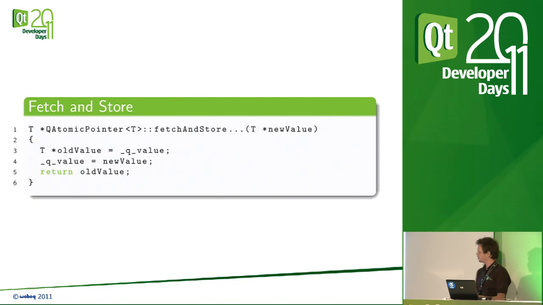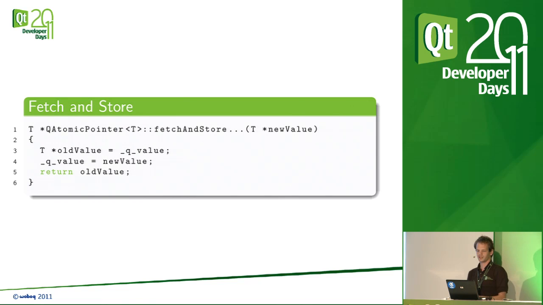So for example, here is fetch and store. This is not how it's implemented, but this is what it does. It returns the old value of the pointer in that case, and sets the new one. So it basically exchanges the value. But it does it in an atomic way, which means that at any time, the memory will be consistent. After the operation, the memory will always be the new value, and it will always return the previous value, knowing there is no other value that has been set before by another thread.